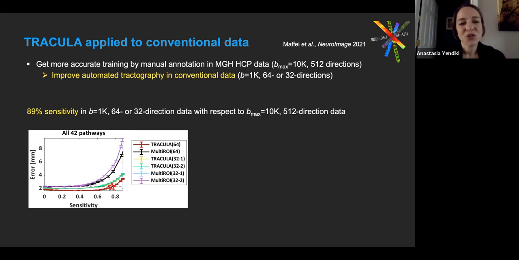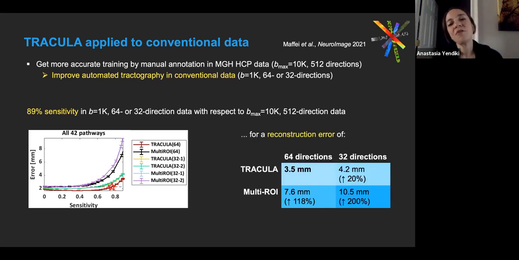And by reconstruction error here, I refer to the distance between the automatically reconstructed tracts in the B equals 1,000 data and the manually labeled tracts from the B equals 10,000 data in the same subject. So for Dracula to reach this 89% sensitivity with respect to the high quality data with just 64 direction data, it required a reconstruction error of 3.5 millimeters.